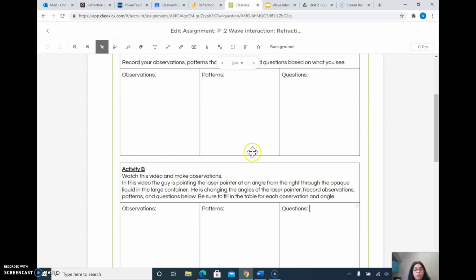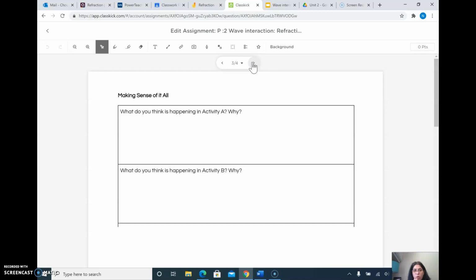So we already know the water is translucent right now because he's pouring some color in it. It's not opaque. Opaque means it has absorbed all the light, and we talked about it. Now, making sense of it all.